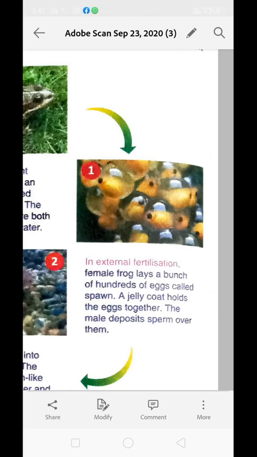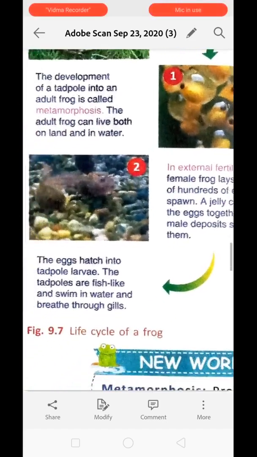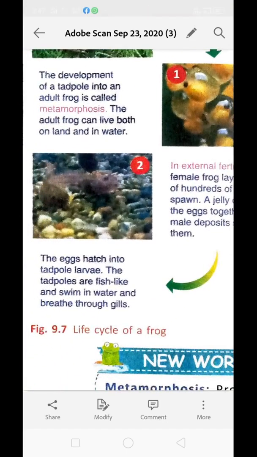As the development takes place outside the body of the female, there is a chance that they can be eaten by predators. So to maintain the species, they produce a large number of eggs. Clear? After the eggs hatch, tadpole larvae come out.